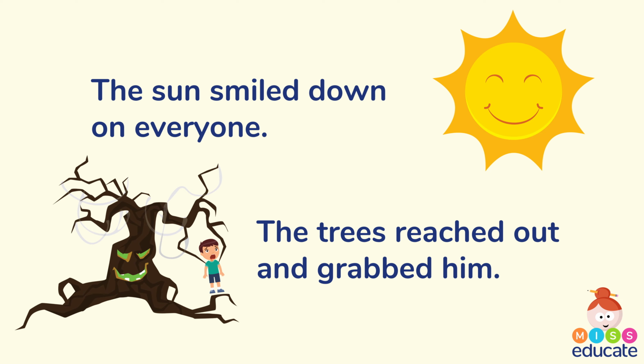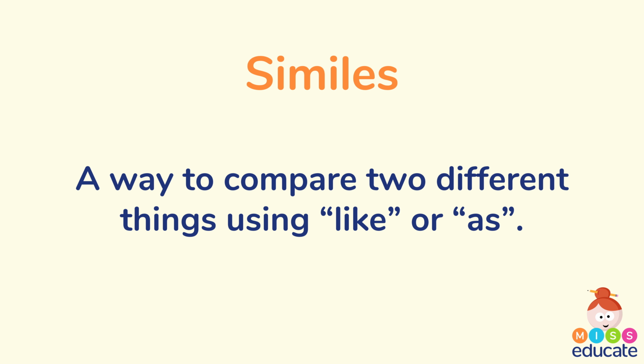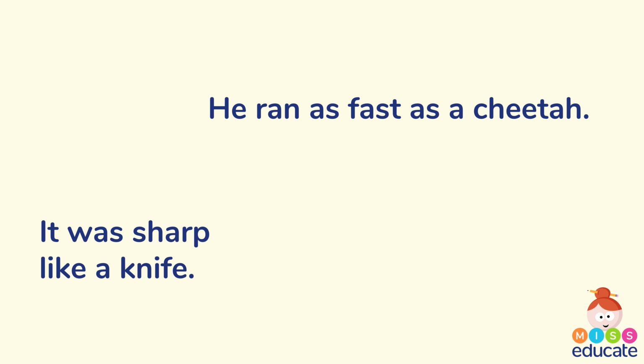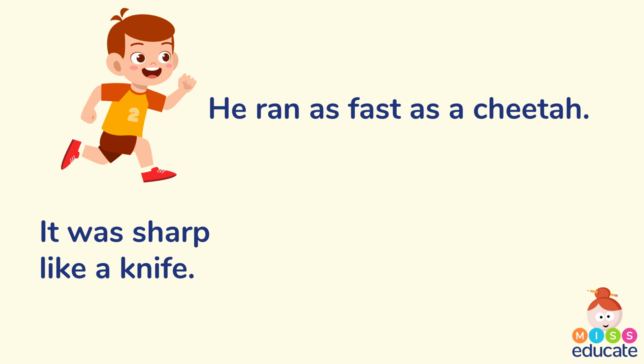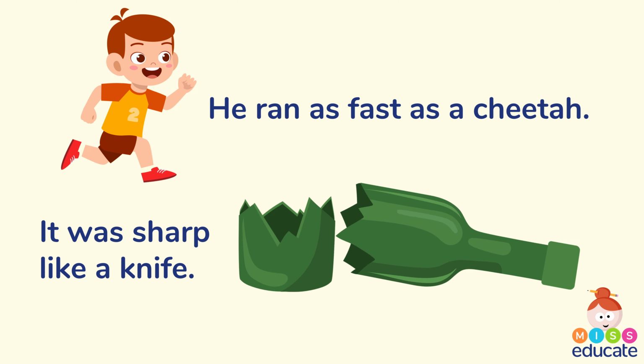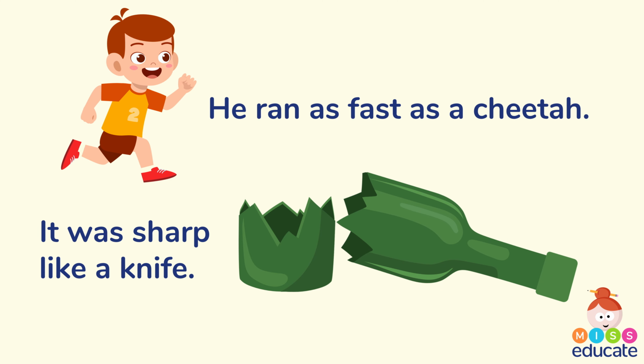Let's take a look at the next one. Similes. We use similes as a way of comparing two different things, and we do that using the words like or as. Let's take a look at some examples. He ran as fast as a cheetah. It was sharp like a knife.